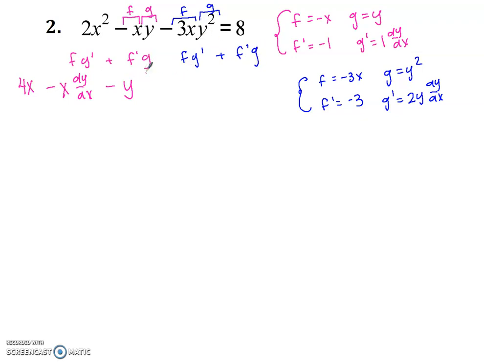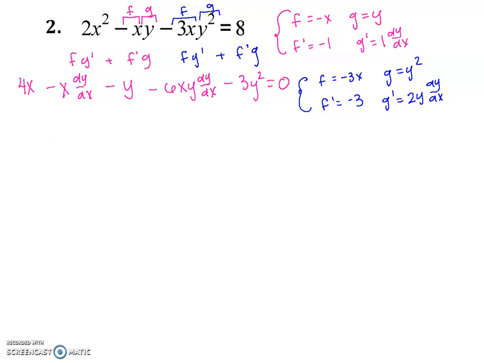Okay. So then continuing from here, next I'll add the f g prime. So that is negative 3x times 2y. So that will be negative 6xy dy/dx. Then plus f prime times g, so negative 3 times y squared would just be plus a negative 3y squared, so minus 3y squared, and then equals, don't forget after all of that to take the derivative of the right side, which would just be 0.